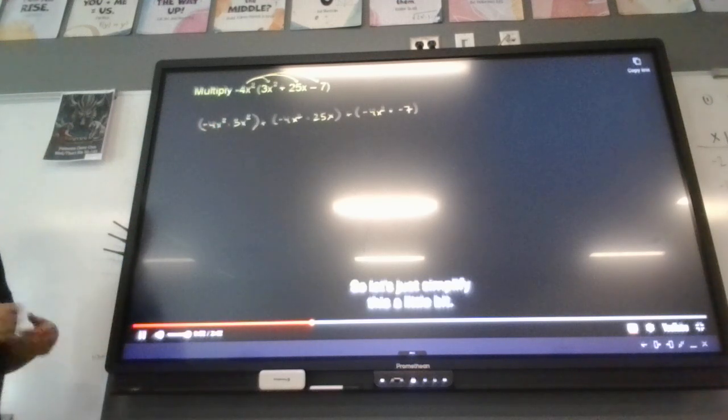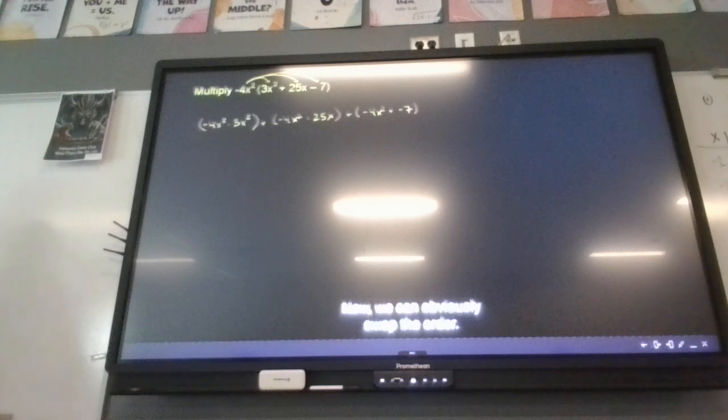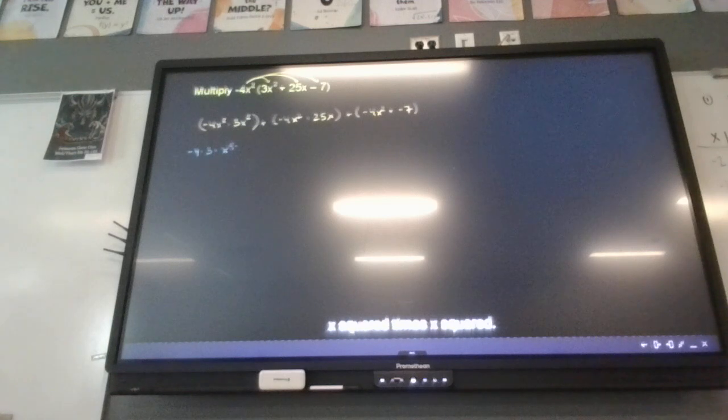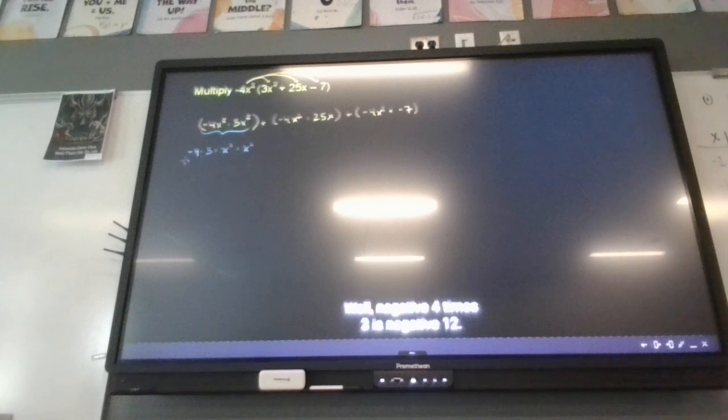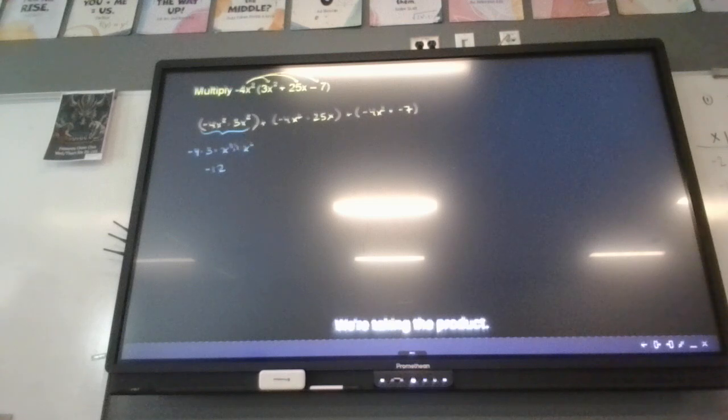So let's just simplify this a little bit. Now, we can obviously swap the order. We're just multiplying negative 4 times x squared times 3 times x squared. This is the exact same thing as negative 4 times 3 times x squared times x squared. And what does that equal to? Well, negative 4 times 3 is negative 12. And x squared times x squared, same base, we're taking the product. That's going to be x to the fourth. So this right here is negative 12x to the fourth.